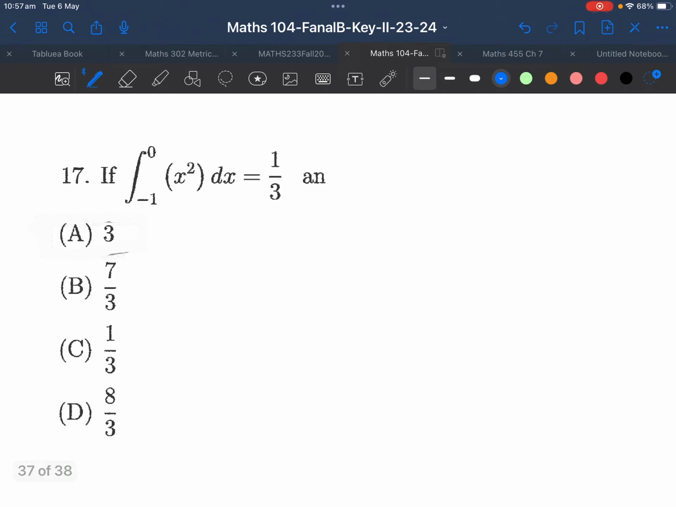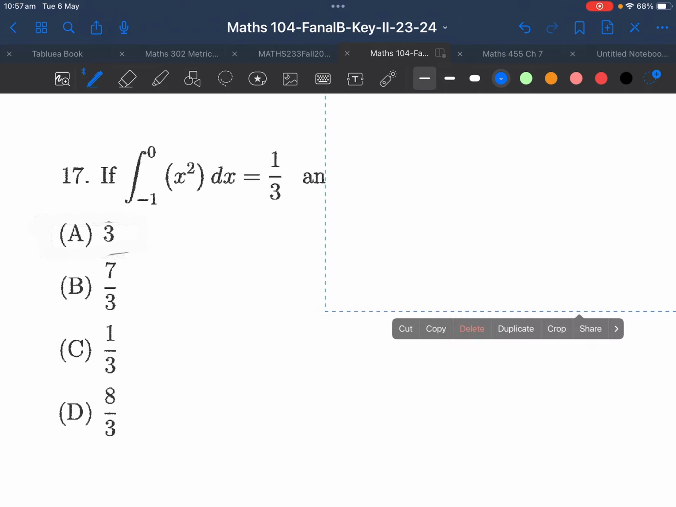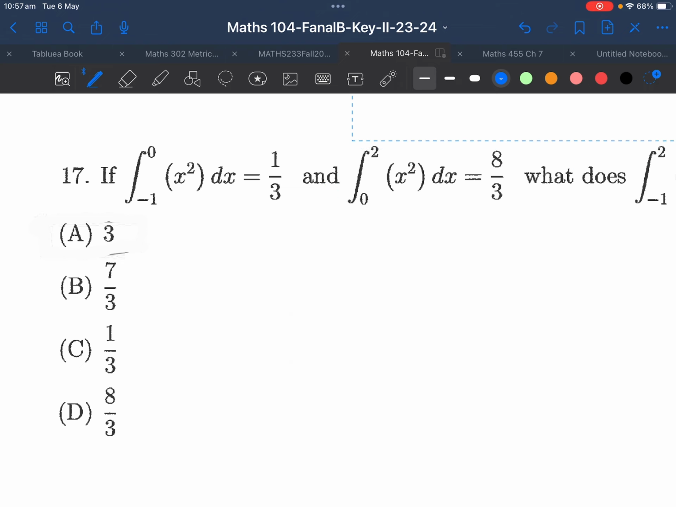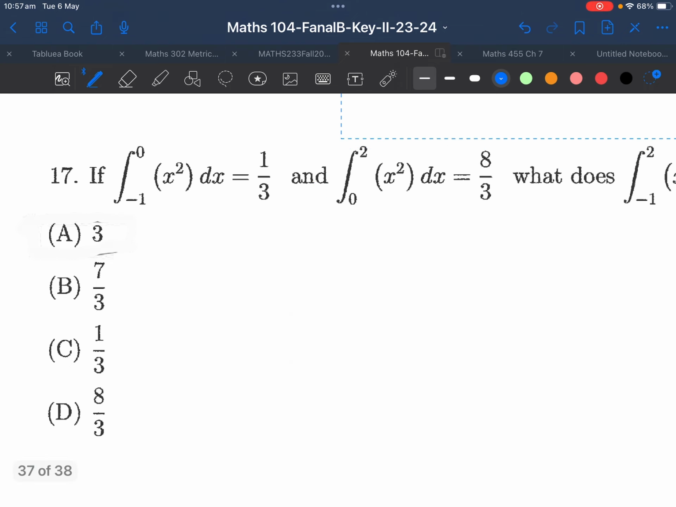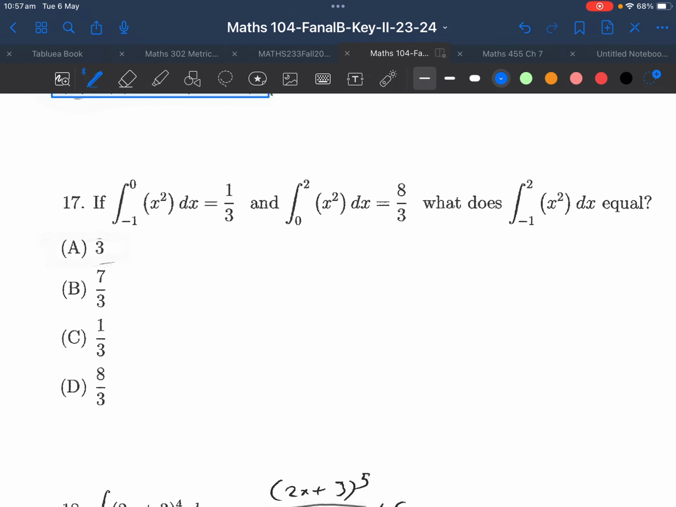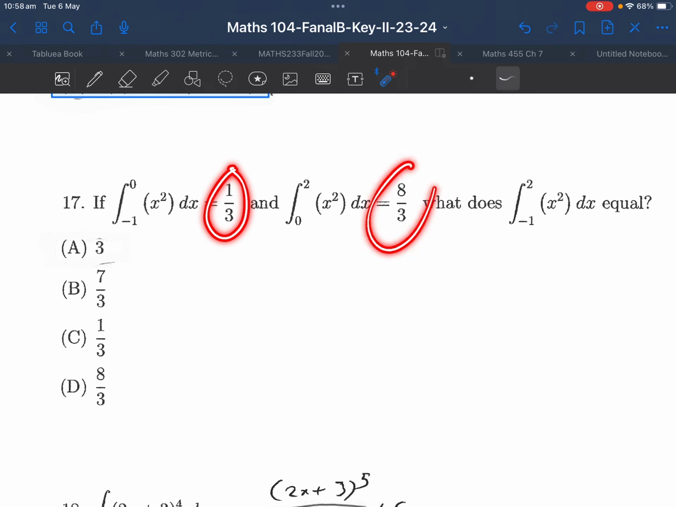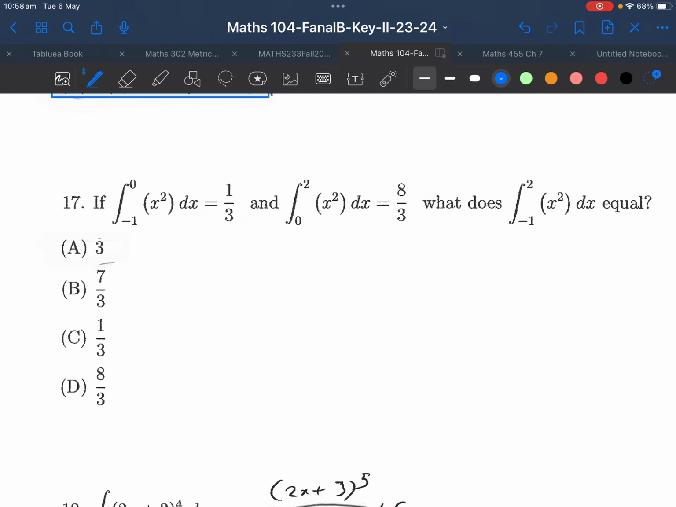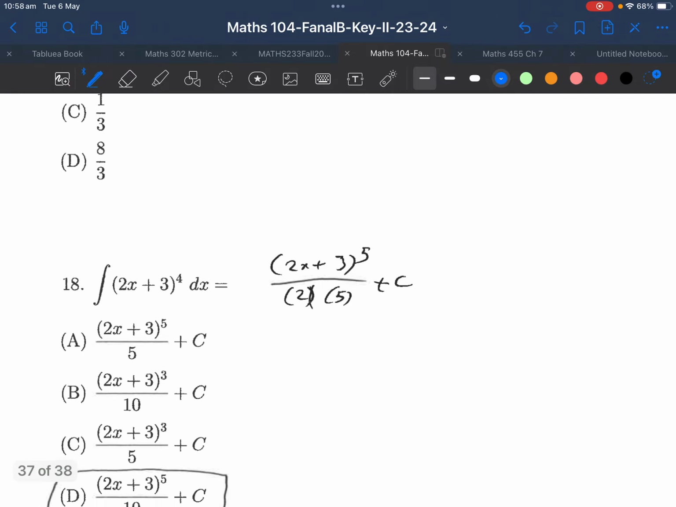Question number 17. We have this question here. You want the integral from -1 to 1. But I don't have it directly. I have it from -1 to 0 and then from 0 to 1. Remember, all we need to do is add those. So if we add them, we get just 3.